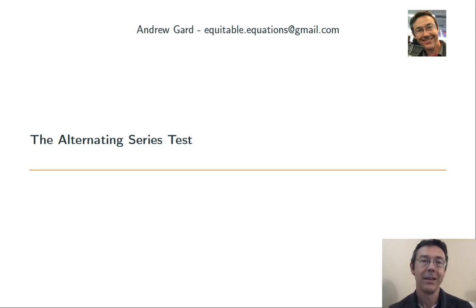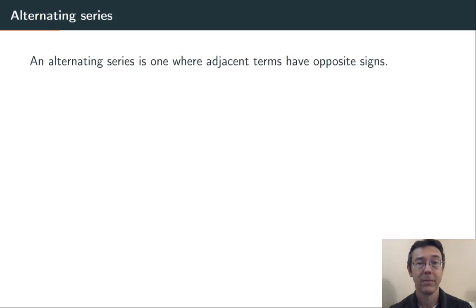Hey everybody. Today we're talking about alternating series and the alternating series test. An alternating series is just one where the adjacent terms have opposite signs. So the terms go positive, negative, and so on.